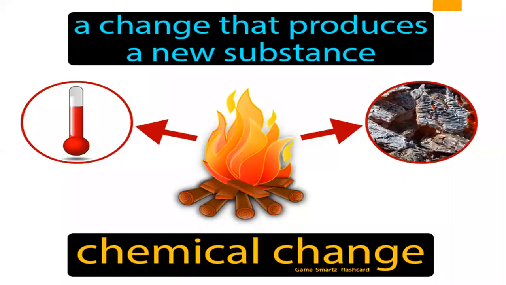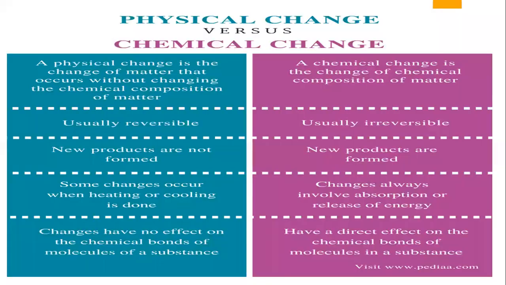Whereas a chemical change is a change that produces a new substance. In the case of a chemical change, there is the production of a new substance. For example, if we burn something, we will see that after burning wood, there is the formation of ash. So a chemical change is a change in which there is the formation of new substances.